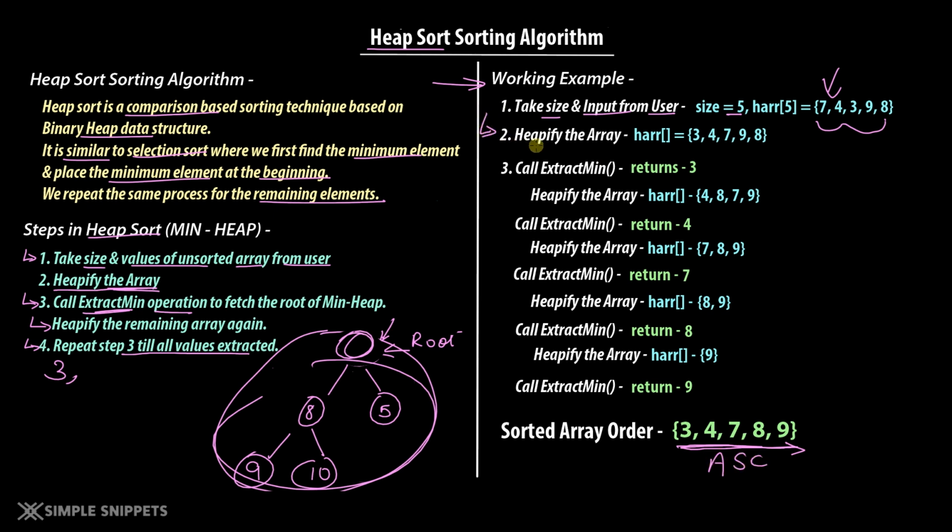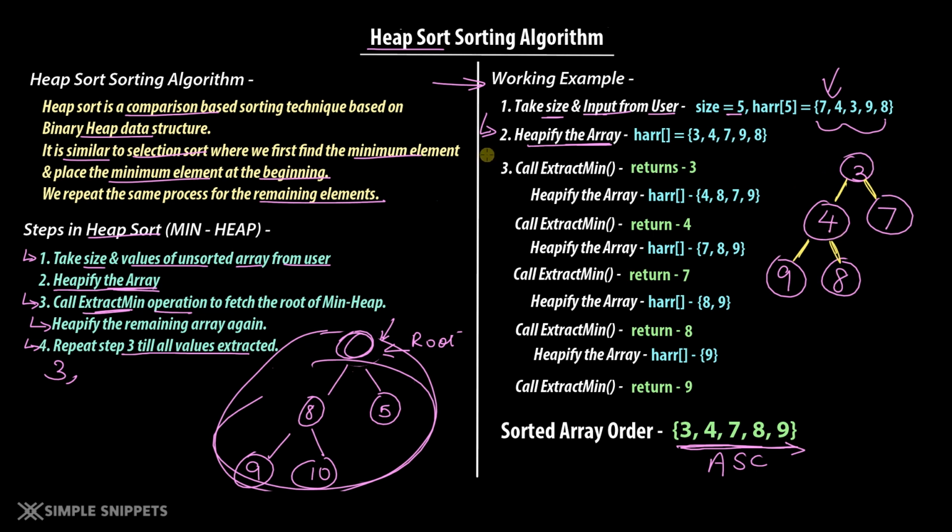So first thing we do is we take the size and input from the user, then we heapify the array. So when we heapify the array, we are basically creating a min heap, and the min heap would look something like this: 3, 4, 7, 9 and 8. Okay, this is how structurally or visually the min heap would look like. Now remember, we are implementing heap data structure using array, right? So even though the values are stored in the array, technically they are operating like a min heap. So visually you can represent them like this also, correct?